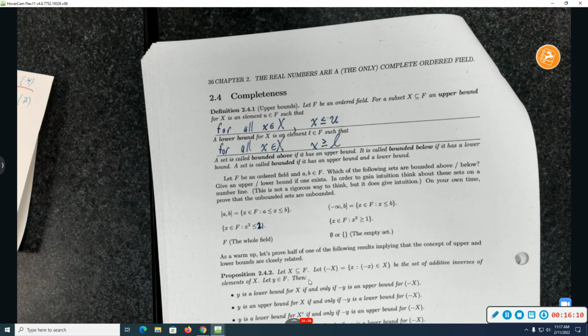Yeah, cool. An upper bound can technically be the last element of the set as well, the highest element. That's definitely allowed. The upper bound might be an element of the set. If an upper bound is an element of the set, then it's also the maximum element of the set. Do you think every set will always have a maximum element?